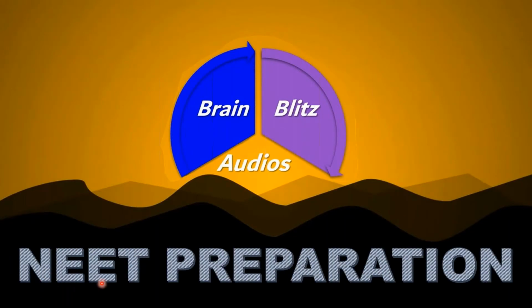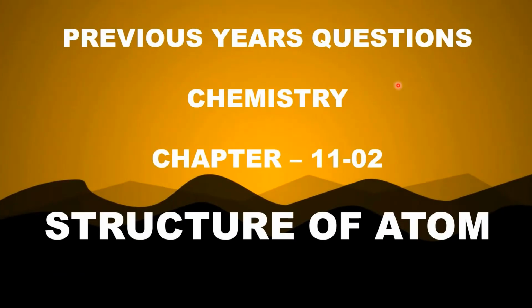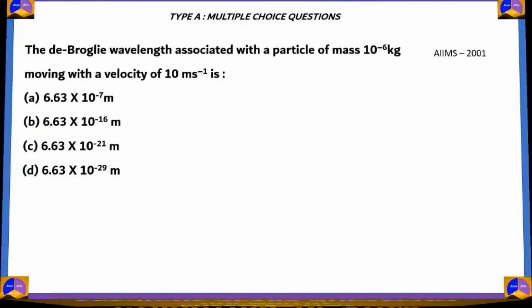In today's episode of NEET Preparation, we'll be looking at previous year questions of chemistry in medical entrance examinations in India. Today, we'll be dealing with the chapter Structure of Atom. This is the second chapter in the Grade 11 syllabus for CBSE in chemistry. Let's begin with the first question.